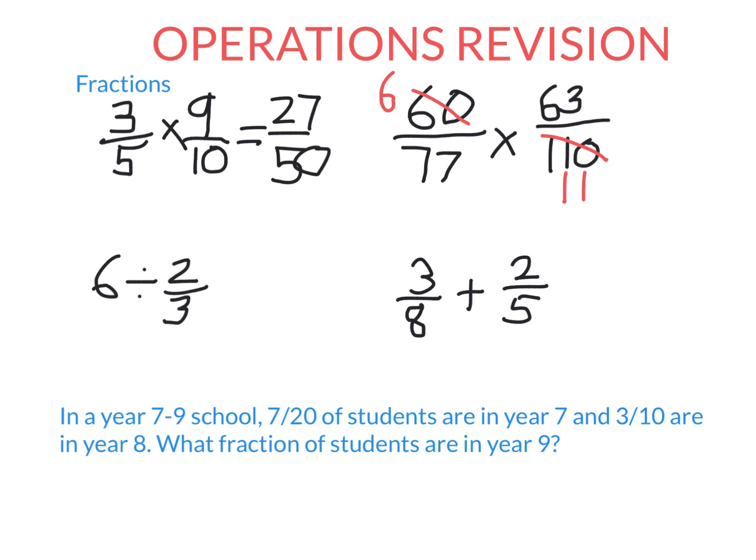So similarly, 63 and 77 share a common factor of 7. 63 divided by 7 is 9. 77 divided by 7 is 11. I've made the calculation so much easier. Instead of doing 60 times 63, I do 6 times 9, which is 54, and 11 times 11 is 121.